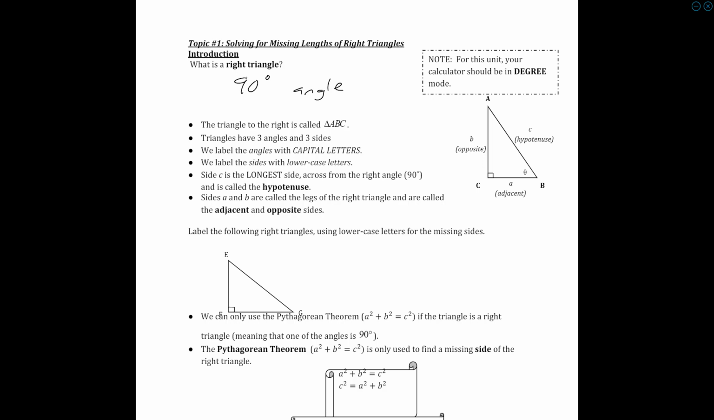So let's think about how we use this. Using Pythagorean theorem, I have triangle ABC where I know the two sides and I don't know the hypotenuse. And I remember that c squared equals a squared plus b squared. And I was given these side lengths.